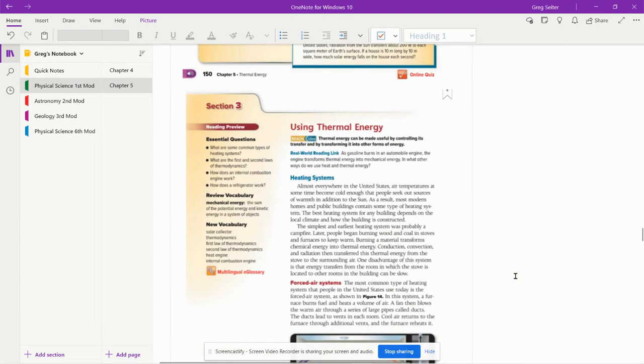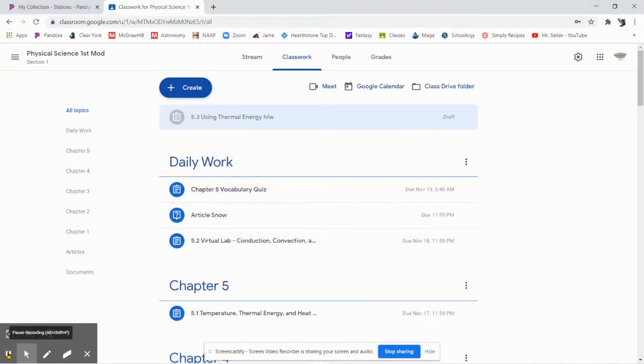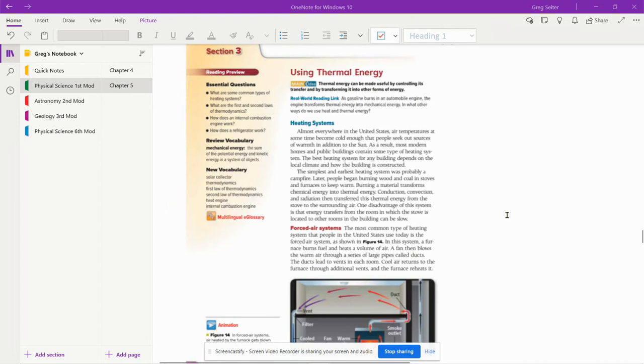And that brings us to using thermal energy. Now we know that heat or thermal energy transfers from hot to cold. And we know how that happens through conduction, convection, and radiation. Now we can use that energy. This tells us how we use that energy. So, different types of heating systems.